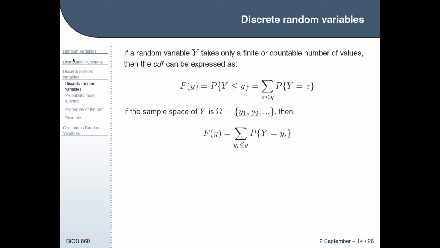And as I said, if the sample space of Y is just y1, y2, etc., then you can say that the cumulative distribution function is the sum of the probabilities that Y is equal to every possible value below whatever little y is.